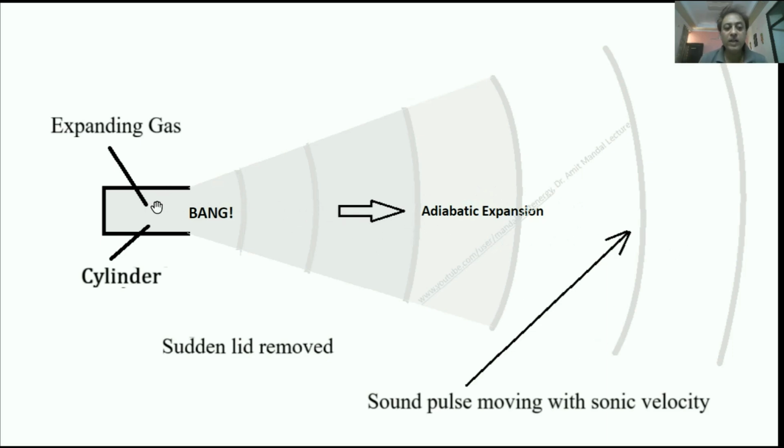This is the rule: when adiabatic expansion takes place in open air, then the pulse goes with the velocity of sound. And we know that sound propagation is always adiabatic in nature. So the velocity of that pulse, of that wave, will be the velocity of sound in air.